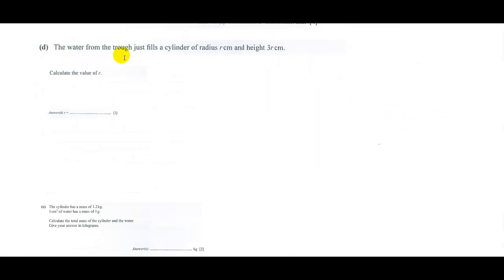Now the water from the trough just fills a cylinder of radius r and height 3r. So the water is drained out into a cylinder, and the cylinder is filled, and the radius of the cylinder is r and the height is 3r. The whole cylinder is filled with water. So the water is completely inside the cylinder.